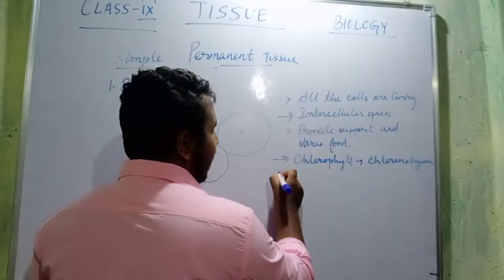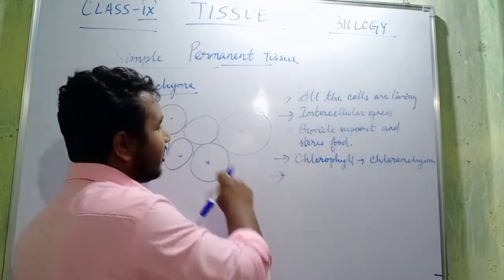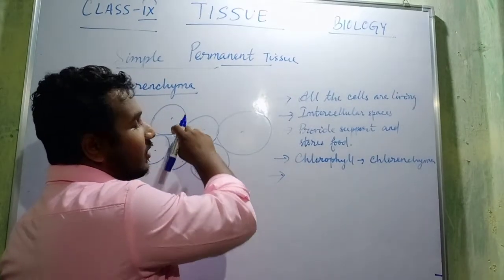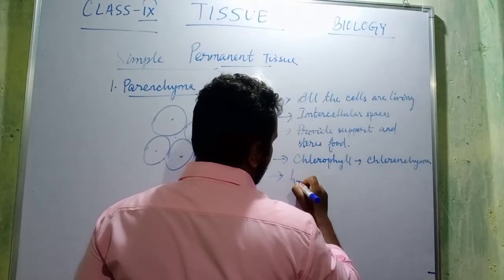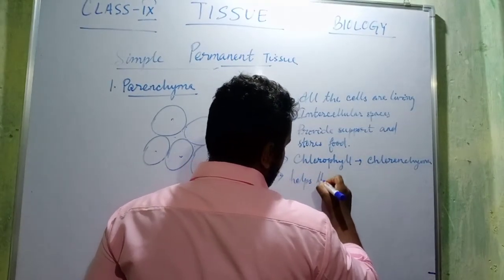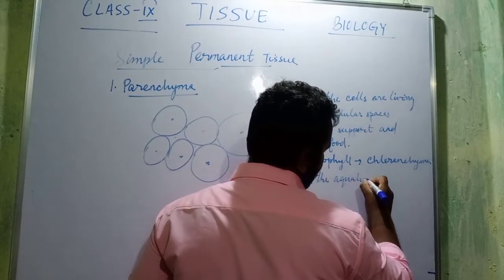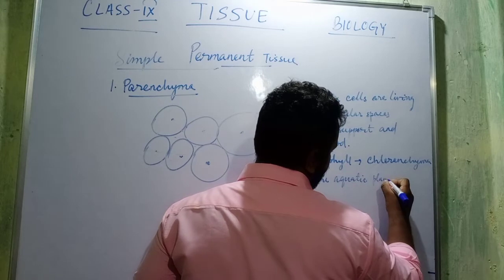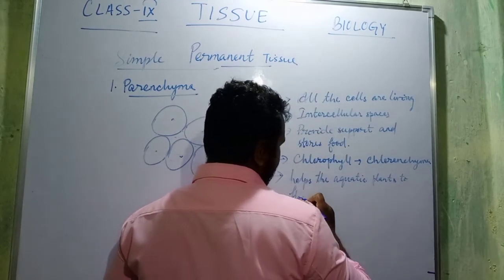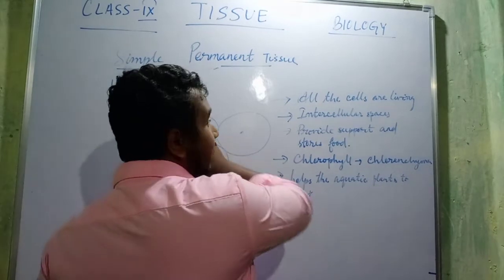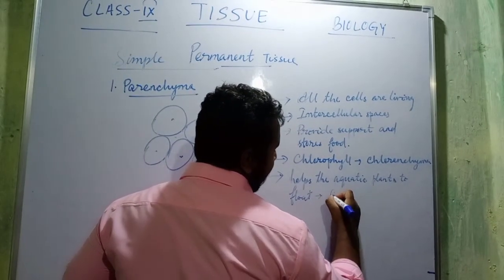And in aquatic plants, this parenchyma is able to float. So you can write, it helps the aquatic plants to float, because in their gaps, air is present. So therefore, it is also called aerenchyma.